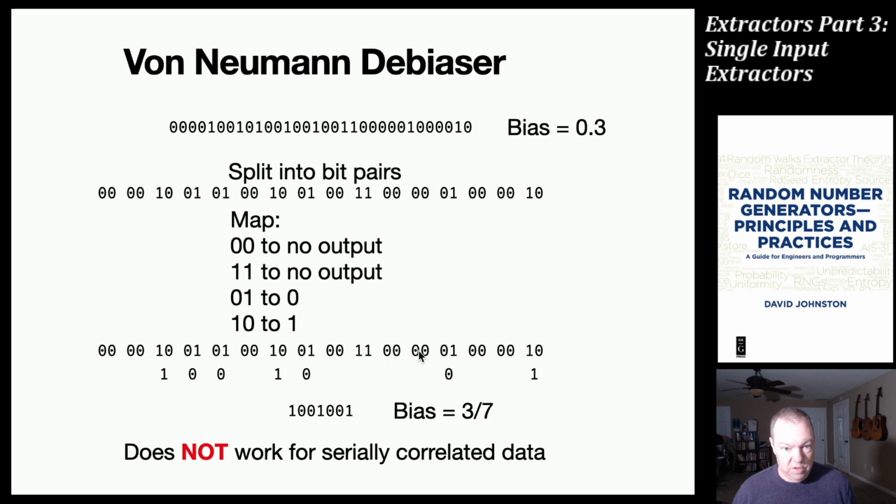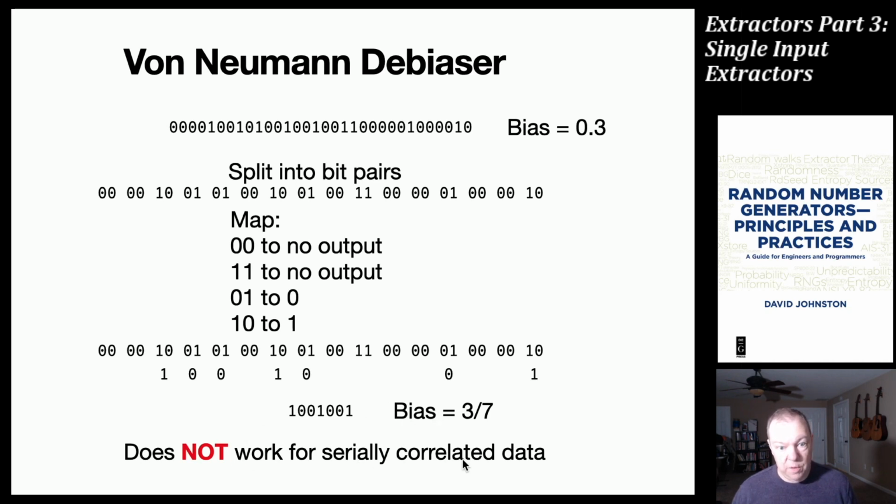And this should tell us a few things. With the von Neumann debiaser, the amount of data you get out is not guaranteed. We got 7 bits out because there were 7 bit pairs which happened to be neither 0, 0 or 1, 1, but that can vary from sample to sample. So it doesn't give you a deterministic amount of data out.